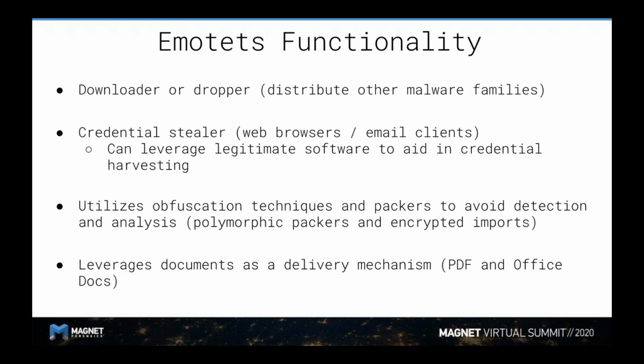It's also matured to the point where it's using more sophisticated packers and obfuscation to avoid analysis and to trick up and just frustrate the examiner or analyst that's doing the analysis. Two ways that we're seeing that is through polymorphic packers and then also encrypting the IAT, the import address table. But the big thing that we're going to cover over the bulk of this presentation is how Emotet leverages documents as its delivery mechanism. And the three that we're going to look at are PDFs and Office documents in the form of OLE and RTF documents.